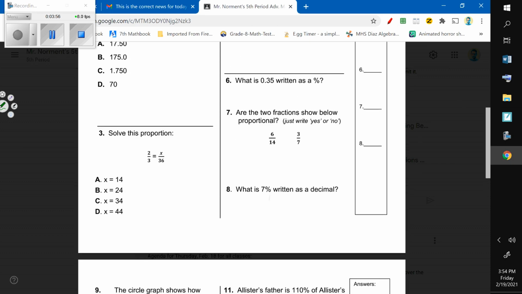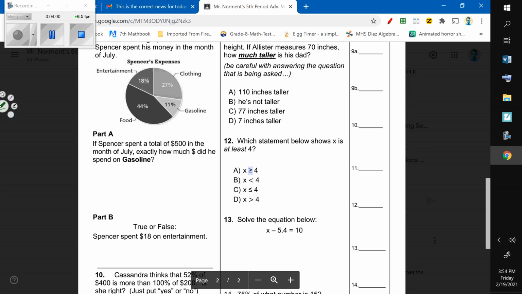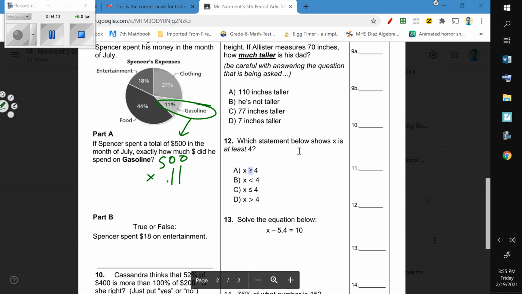Number 8, use your notes just like number 6. And then on the back, you have a circle graph, and Spencer spent this much percent of $500 on gasoline. So how much is that? Well, convert 11% to a decimal, and then multiply it times 500. And you better know how to multiply those. And then whatever answer you get, that's the answer.